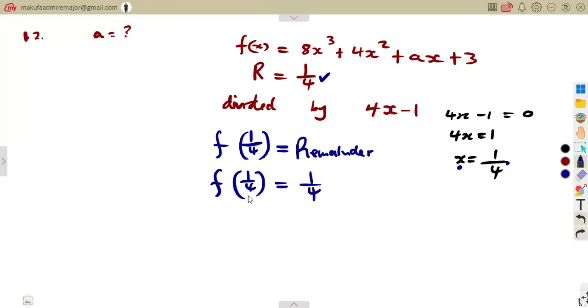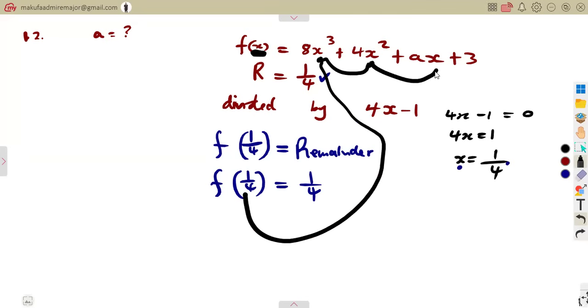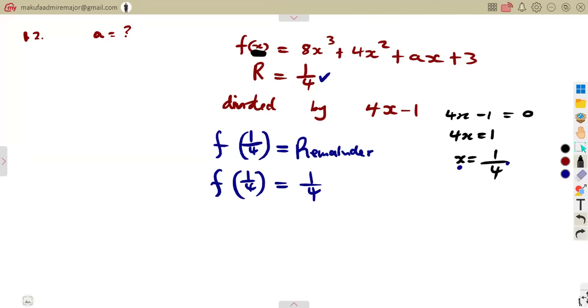So what does this part mean? It means wherever there is x, remember it was f of x before. So wherever there is x, we are going to substitute 1 over 4. Wherever there is x in this expression, we are going to substitute 1 over 4.